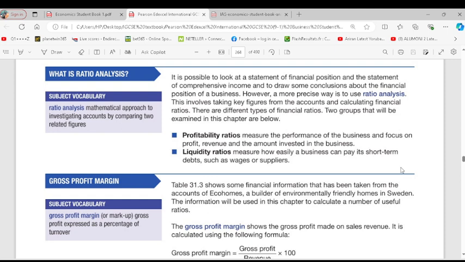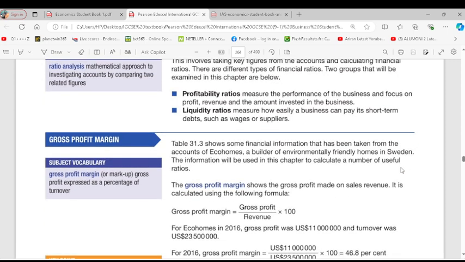But here the focus is going to be profitability and liquidity. So we're starting with profitability ratio. Profitability ratios measure the performance of the business and focus on profit, revenue, and the amount invested into the business. For profitability ratio, we're going to understand the gross profit margin, the net profit margin, and the return on capital employed. The gross profit margin is gross profit divided by sales multiplied by 100. The net profit margin is net profit divided by sales multiplied by 100. Then we have the return on capital employed, which talks about the relationship between assets and liabilities.